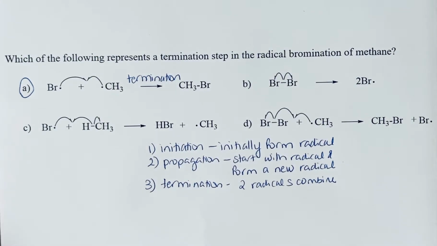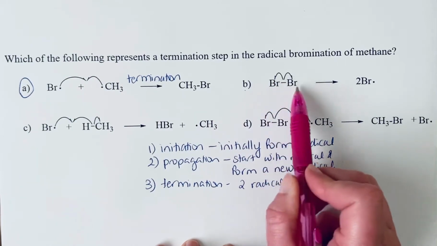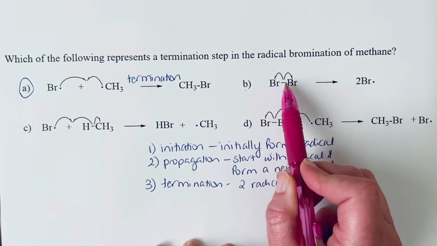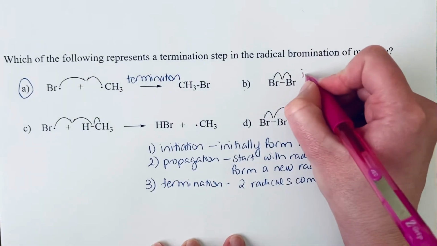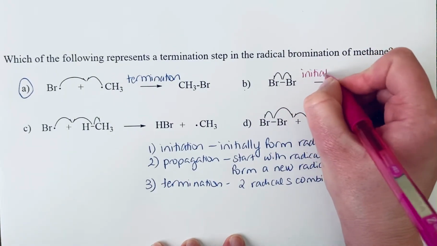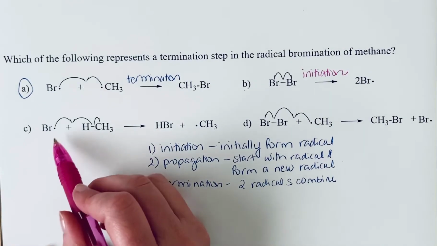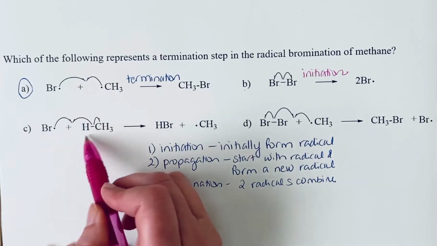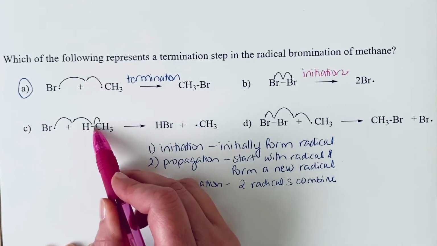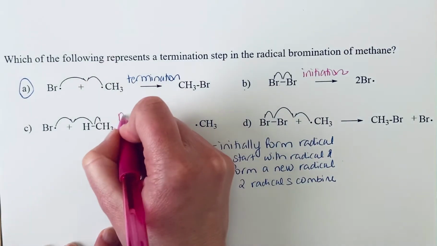For practice, let's go ahead and label these other steps. So in B, we see bromine with no radicals undergoing this homolytic bond cleavage to give us two bromine radicals. So this is an initiation step. If we look at C, we start with a bromine radical, and it's forming a bond with hydrogen, so taking away that radical, but then forming a new radical on carbon. So this is a propagation step.